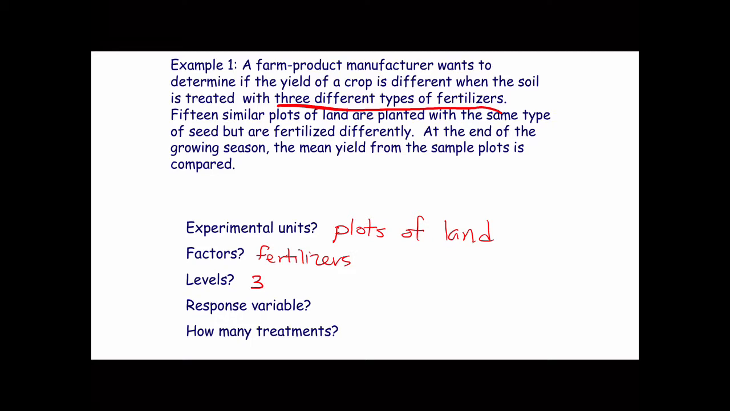Now the response variable is what they measure at the end. So notice it says at the end of the growing season, they measure the average growth of the plots. So the response variable is the average growth. Remember, the response variable is what you measure at the end. So how many treatments are there? Well, there are 3 different types of fertilizers, therefore there are 3 different treatments.